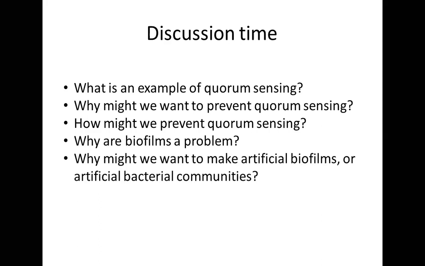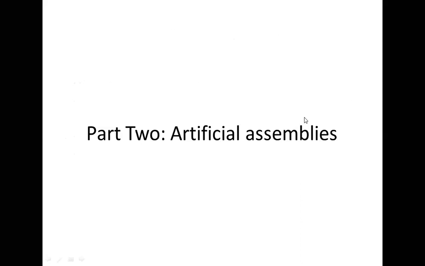And then on the flip side of that, what might be some reasons why we might want to make artificial biofilms, or even better, artificial bacterial communities, or just groups of multiple different types of bacteria that are working together, in emulation of what we see in nature. So I'm going to answer a few of these questions in the second part of the talk, which has to do with artificial bacterial assemblies. And this was a good half of my PhD. I spent years doing this, so I hope you'll find it interesting.